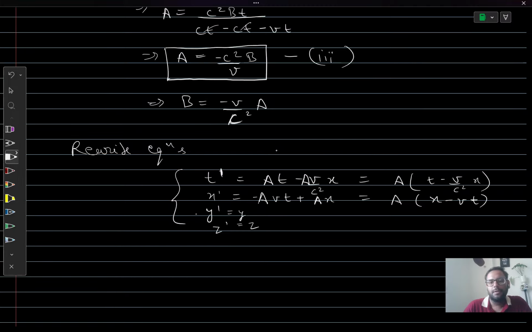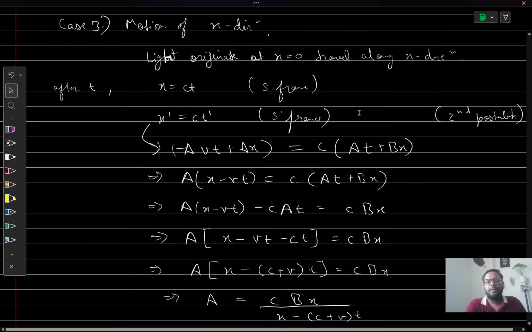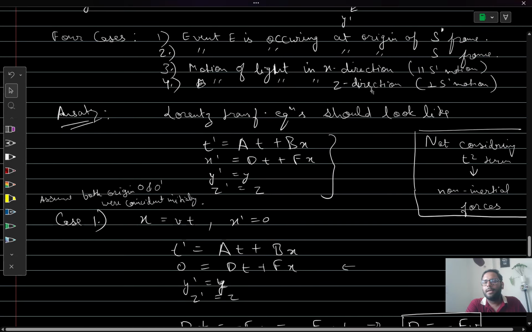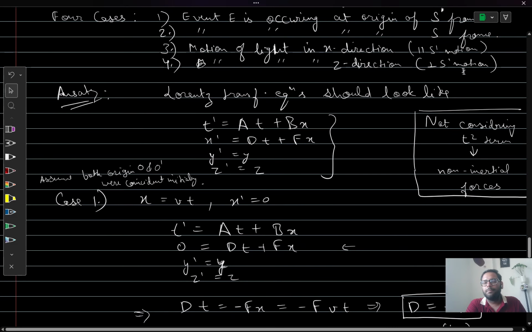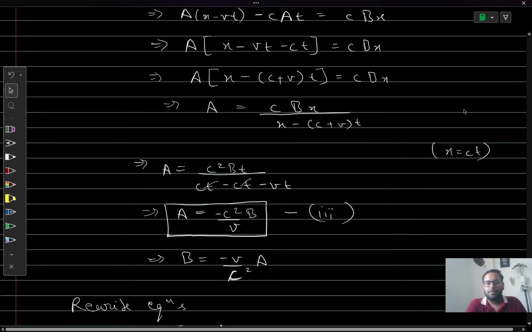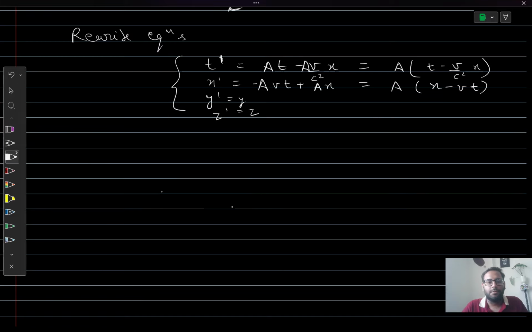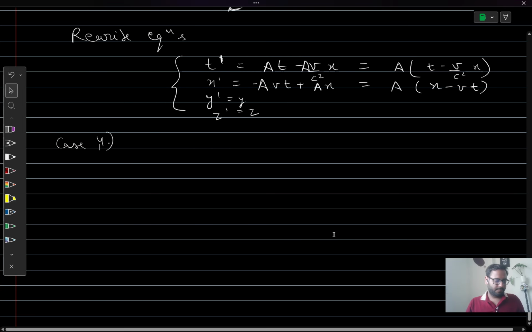Now we have only one case remaining, that is the motion of light in the z direction, perpendicular to the S prime motion. We will just knock down this coefficient a also, using the fourth case, and then we will have the Lorentz transformation equation.